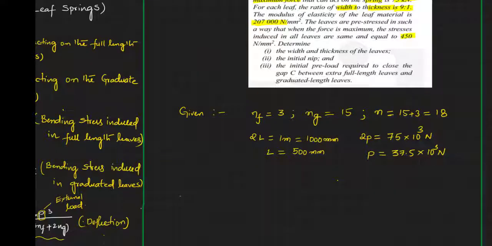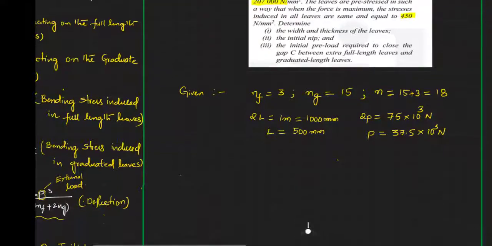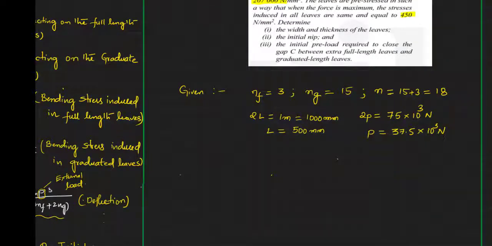So from this, what I can write is B by T equals 9 by 1, and from this I can write B equals 9 times T. Another piece of information given is Young's modulus, which is given as 207 into 10 to the power of 3 Newton per mm square.